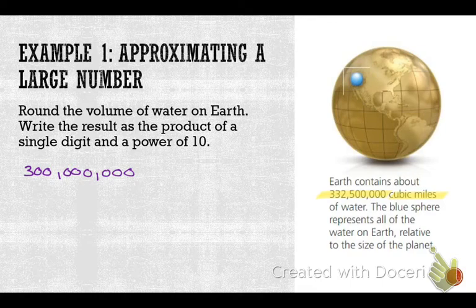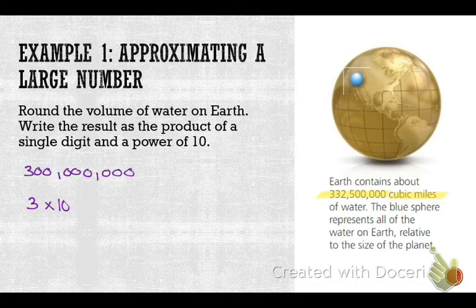So now it wants me to write the result as a product of a single digit. Is this a single digit? No, not even close, but I need that single digit to be greater than 1 and less than 10. So what number could represent this number? 3. It can't be any other number. It can't be 30 because 30 is not a single digit. 3 times 10, and I need now to figure out my power of 10.